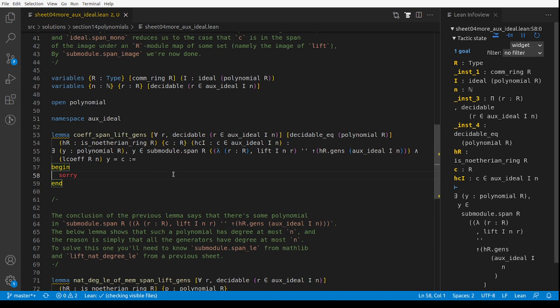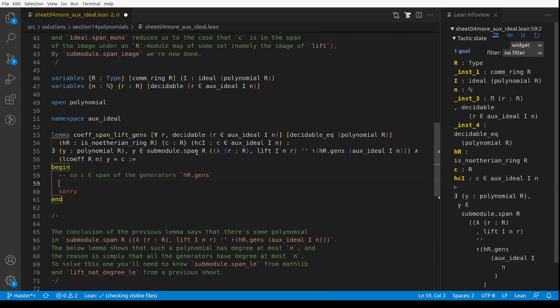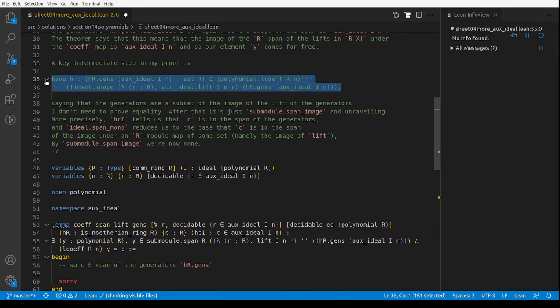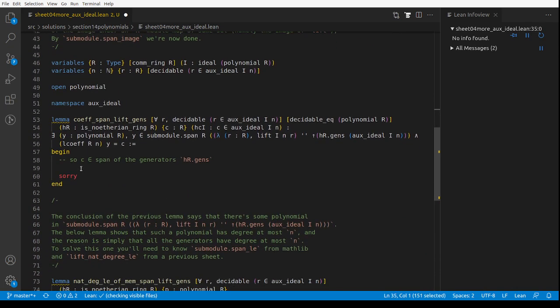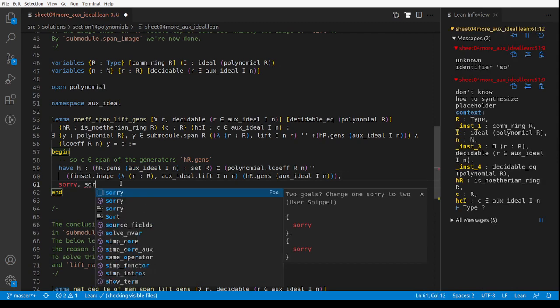We've got an element C of our ring and a proof that it's in the auxiliary ideal. And so that means C is in the span of the generators, right? This hr.gens thing. That's what assumption HCI gives us. And there's this key intermediate step here which I'll just copy down here. Boom. Does that compile? Yes, that's compiled.